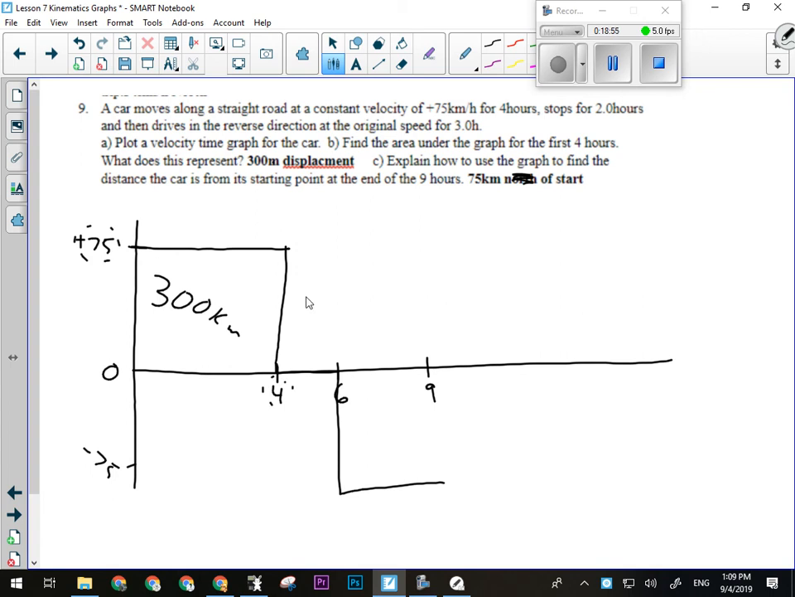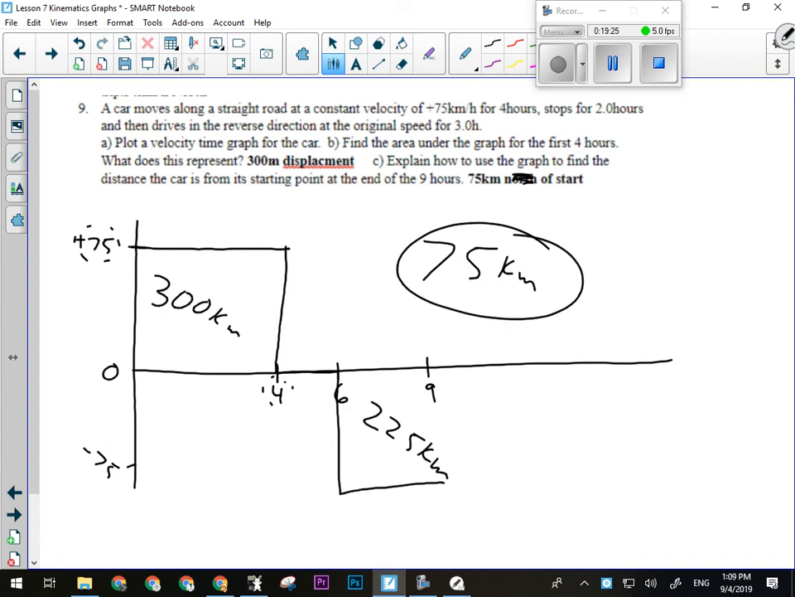How far did I go here? 0. There's no area under the line. The line's on the x-axis, so there's nothing to calculate there. And then I'll have this part here where we traveled at 75 kilometers per hour backwards for 3 hours, which means we're going to be looking at 225 kilometers. So if I go 300 kilometers forward and 225 backwards, that means I ended up 75 kilometers ahead of where I started. Everybody all right with that? Nothing too difficult about the calculations there as long as we get the graph the right shape.